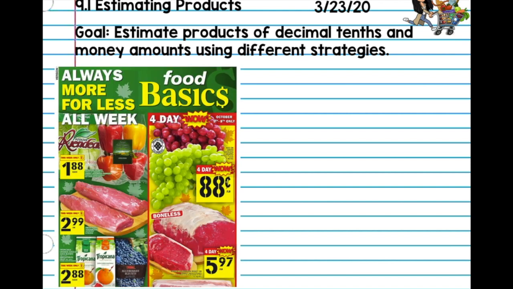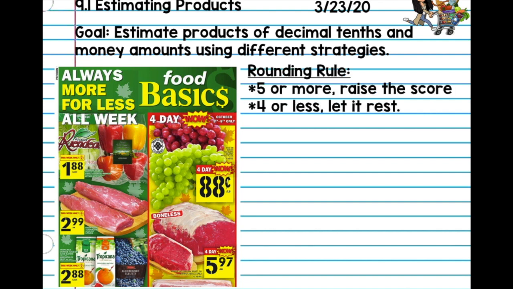All right, so we're going to pretend we're going shopping. And here we have our Awesome Food Basics flyer of October 5th. Okay, so let's just look at this flyer. I know we did this actually in October when we did our Thanksgiving shopping. So you guys are pretty familiar with adding money, figuring out where your decimals go. So that's good. We're just going to bring all that back. Rounding rule again, 5 or more raise the score, 4 or less let it rest.